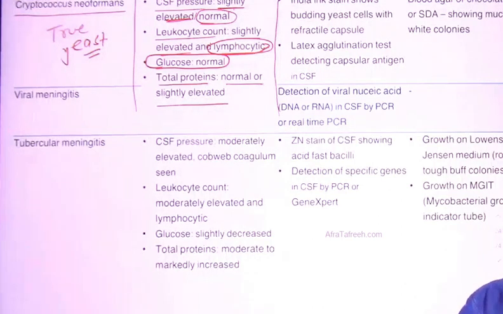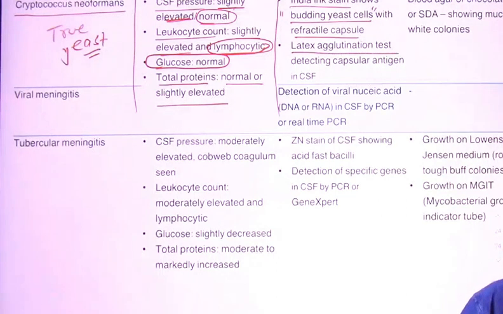So what about the investigation part? Indian ink stain shows budding yeast cells, which you already know is a true yeast. This was the question in the FMG exam this time: Indian ink staining is done, which type of stain is it? Negative stain, with a refractile capsule. Obviously the capsule will be seen, and Indian ink can be done for the pneumococcus also. This point is to be remembered.